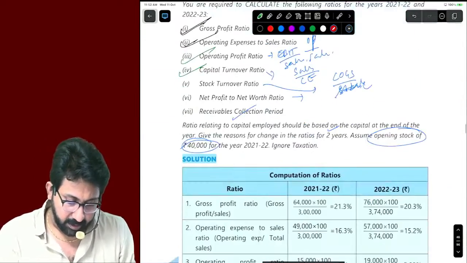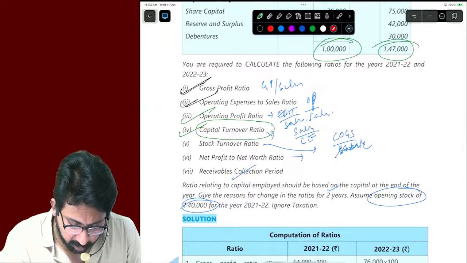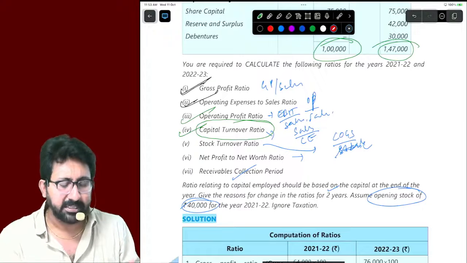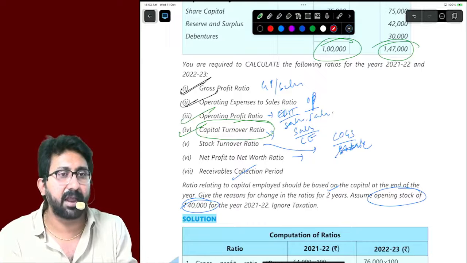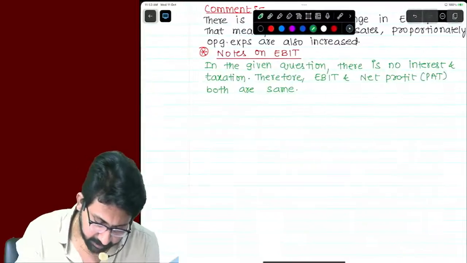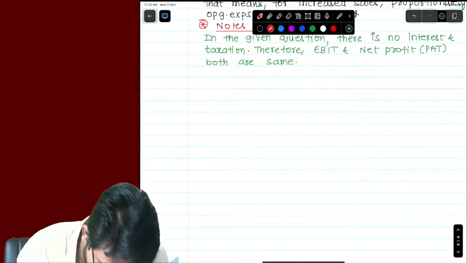Now, listen carefully. We have to calculate the capital turnover ratio. The formula is sales by capital employed into 100. Then you will get the capital turnover ratio. Shall we do it together? Please keep the heading. Step number 4.